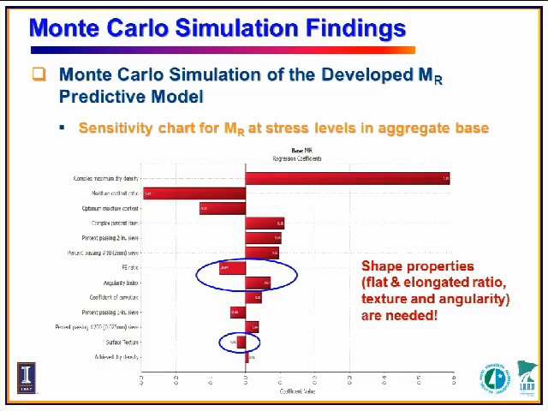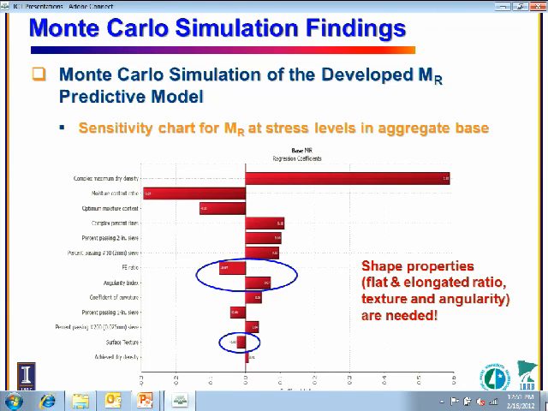As you can see, the dry density turns out to be the most positive one, and the fines ratio, angularity, and surface texture shape properties also have some significant effect. This is for stress level in aggregate base.